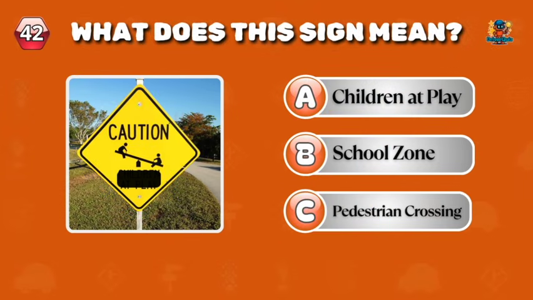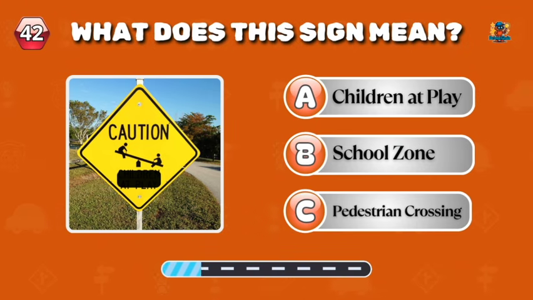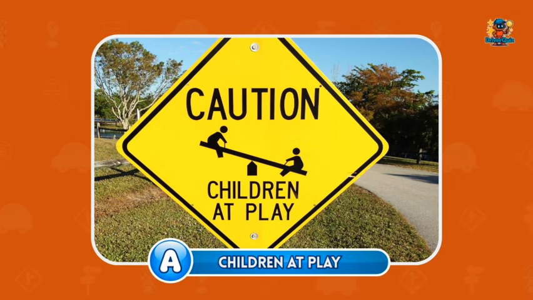Question 42. A. Children at play. B. School zone. C. Pedestrian crossing. Children at play. Watch for children nearby. Slow down and drive carefully.